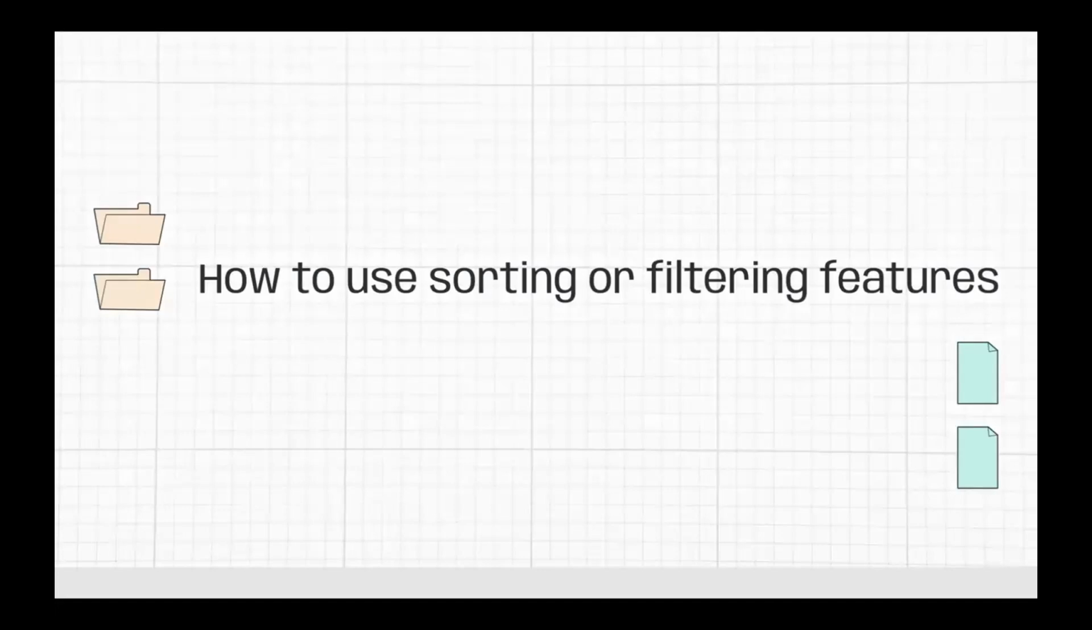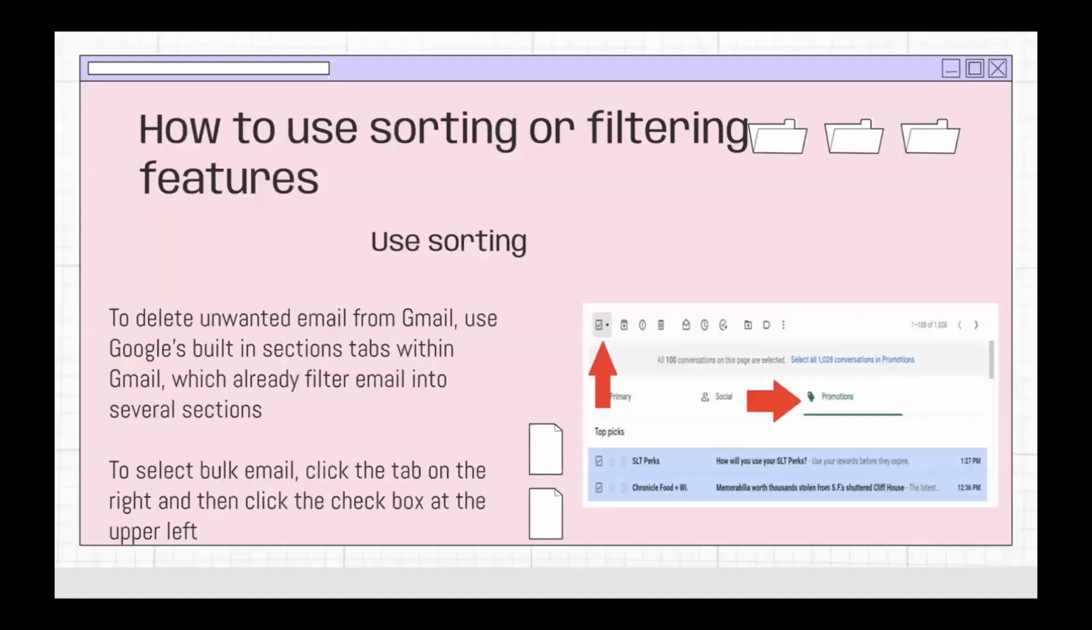So now we'll go over how to use sorting or filtering features. For sorting, you would go to delete unwanted emails from Gmail and use Google's built-in sections, or tabs, within Gmail, which already filter emails into several different sections. To select bulk emails, click on the tab on the right and then click on the checkbox at the upper left.